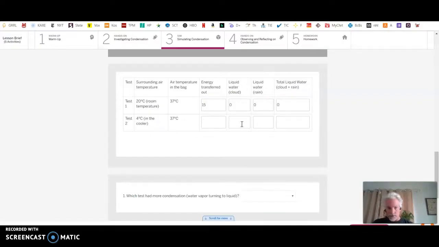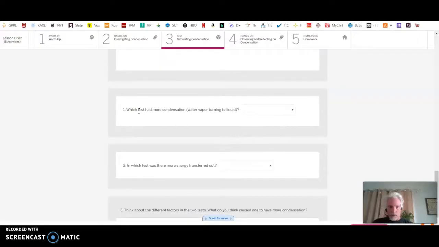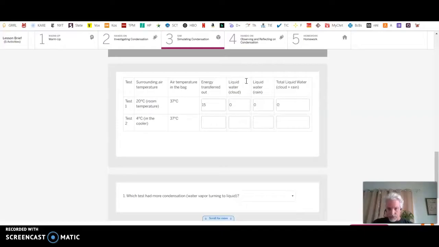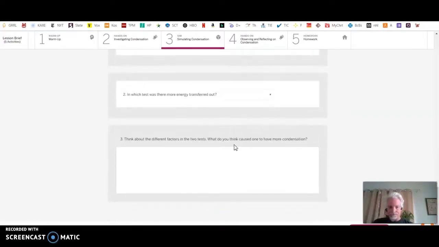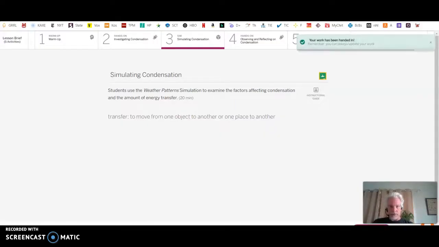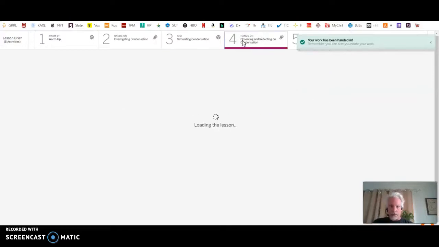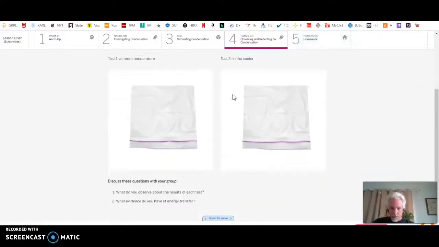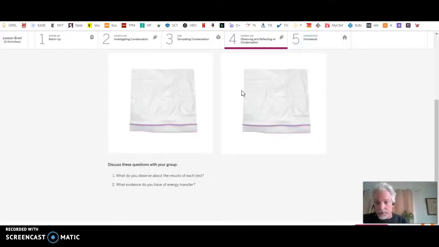It says, which test had more condensation? That's what you're going to have to see after doing the next one. And once you fill these out, save and continue. Nothing really to do there. Nothing to do there. Things we've covered, so that's good. All right, so now we're going to go back to the hands-on activity. I'll be right back.